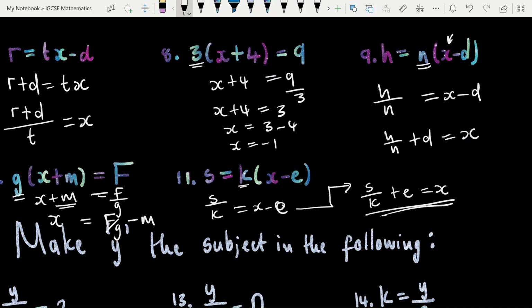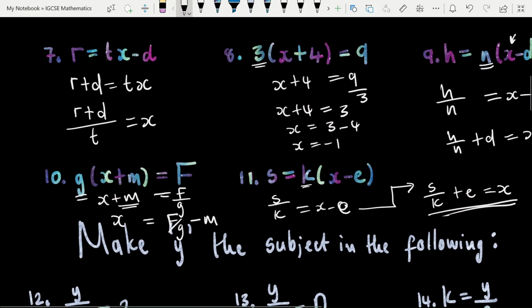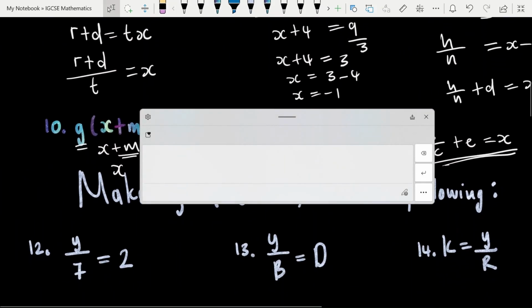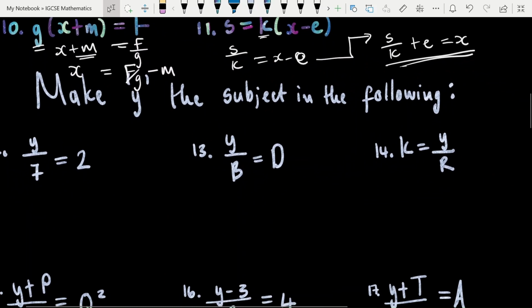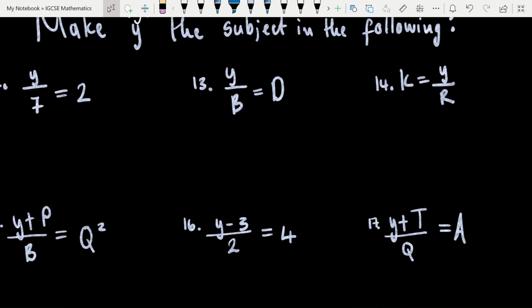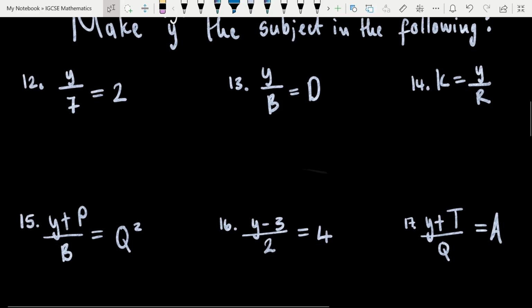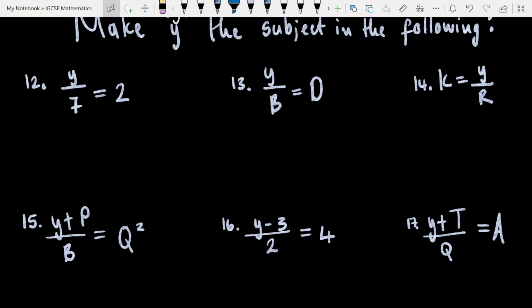Make sure you understand the case when there's a bracket, all right? I'm sure you're getting more and more into your knowledge. Now let's see what the next thing is saying. The new rule is saying make y the subject in the following. So we now have another bunch of questions, and we're now making y the subject. So it's always important to know what you're making the subject. Now let's go ahead and see. We're going to learn more tricks. These are different types. This is the new bunch of questions.